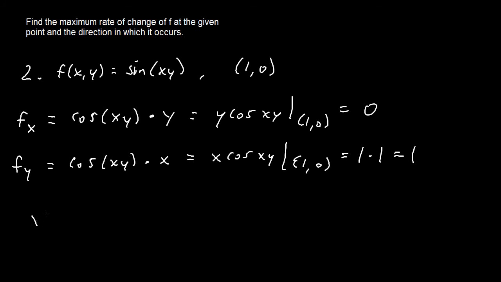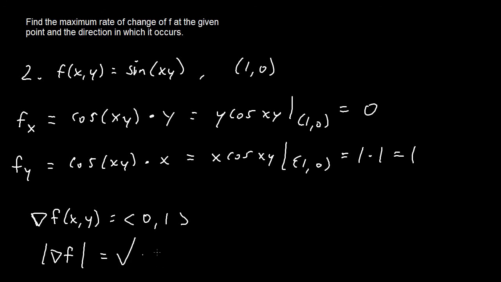So the gradient vector in its component form is going to be f sub x, which is 0, and then f sub y, which is 1, both evaluated at the point 1, 0. So now the magnitude of the gradient vector is how we find the maximum rate of change of f. So this is going to be the square root of the x component squared plus the y component squared. The square root of 1 is just 1. And so that's going to be the maximum value. And the direction in which it occurs, remember the direction is going to be the same as the gradient evaluated at the given point. And so that is going to be 0, 1.